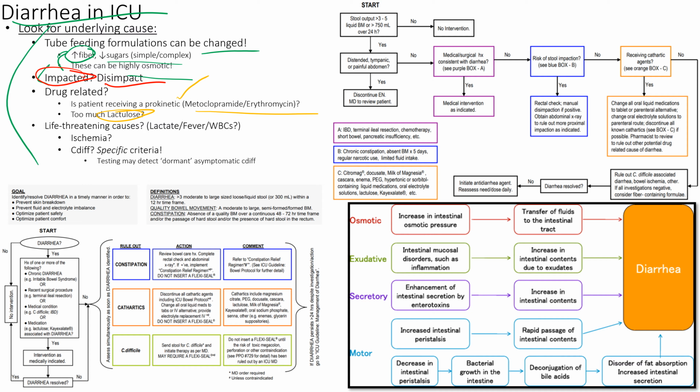We described earlier that metoclopramide and erythromycin only increase gastric emptying. They don't technically increase the peristalsis. So a little question mark there. And then life-threatening causes. Do they have ischemia of some sort? Do they have C. diff?